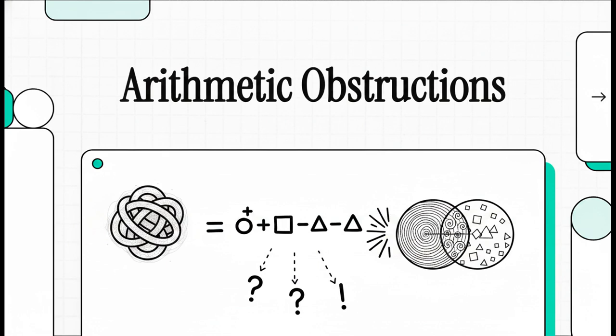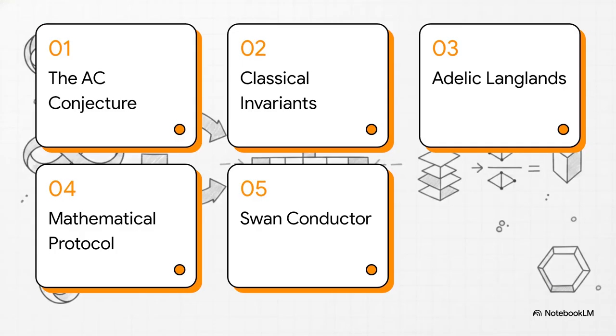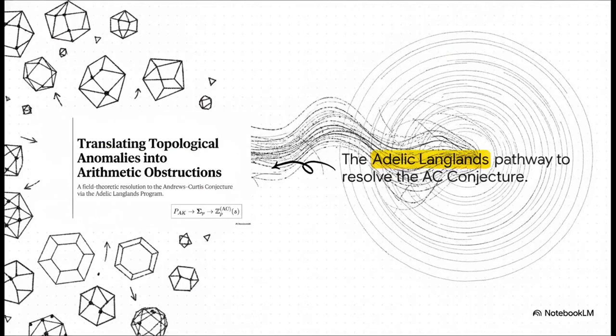a treat today. Here's our roadmap. We'll hit the Andrews-Curtis conjecture, the failure of classical invariance, the Adelic Langlands framework, our step-by-step mathematical protocol, and finally, calculating the Swan conductor. Okay, let's dive into this.